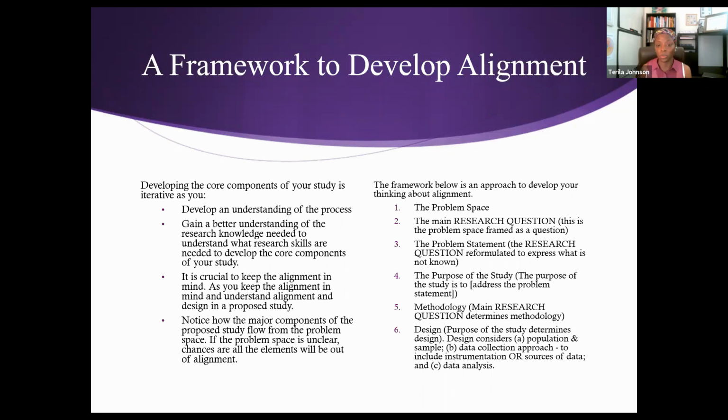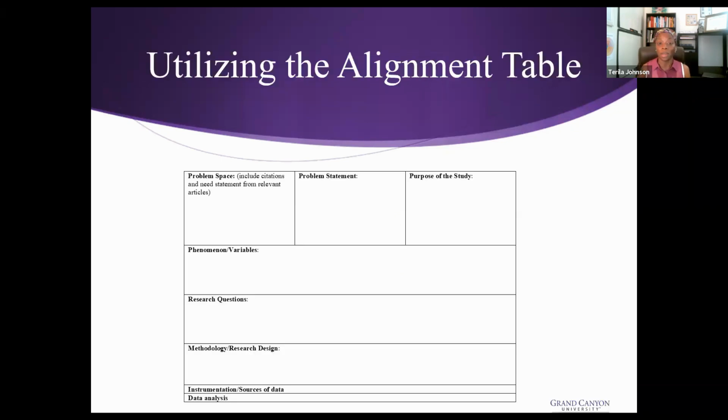I'm sure we got some questions there. I want to give some time to do that. So this is the alignment table. I'm sure some of you have seen it. Some of you have not seen it. So what this does is it gives you a really succinct and concise way of putting those core components together, and then it gives you a chance to actually just look at them and see if there's some things that may be off, right?